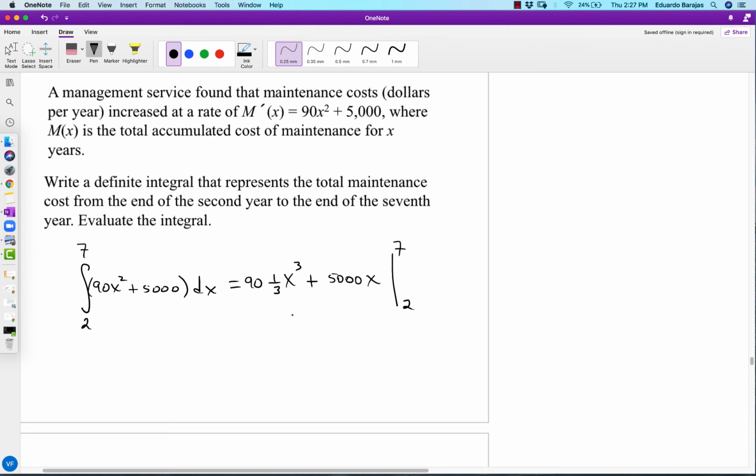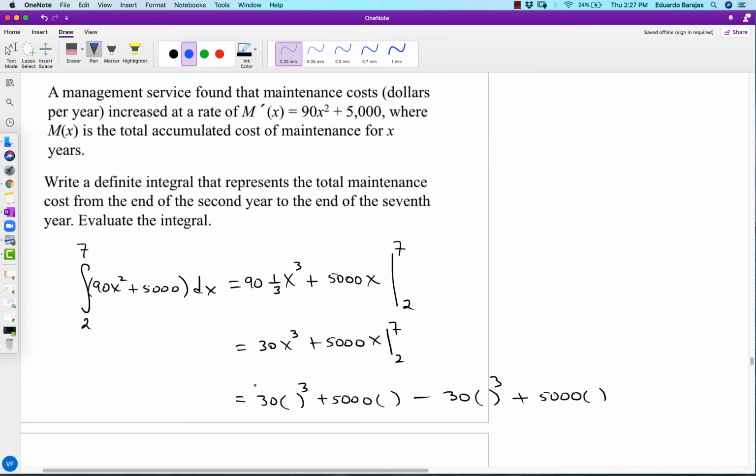Of course, this can be reduced a little bit. This becomes equal to 30 x to the third power plus 5,000 x evaluated from 2 to 7. So this becomes 30 blank cubed plus 5,000 blank minus 30 blank cubed plus 5,000 blank. Now be real careful to make sure to wrap these around parentheses. So that'll be this equation right here. There's a plus sign, minus, and then this equation over here, and then that minus sign gets distributed.